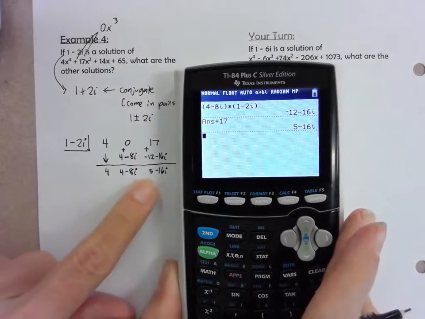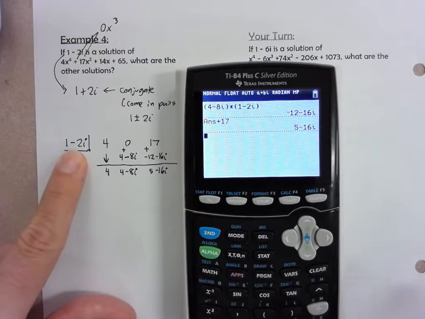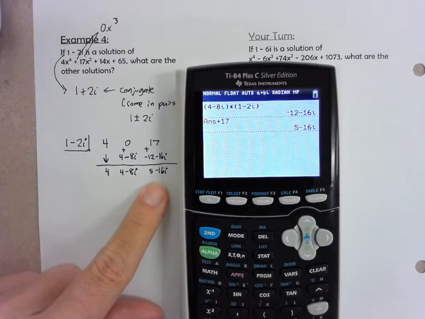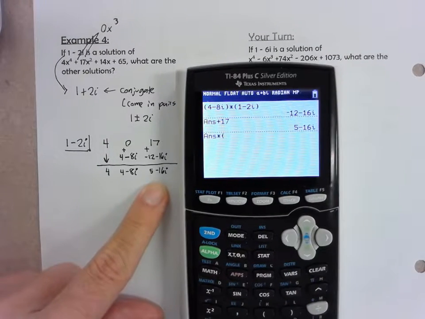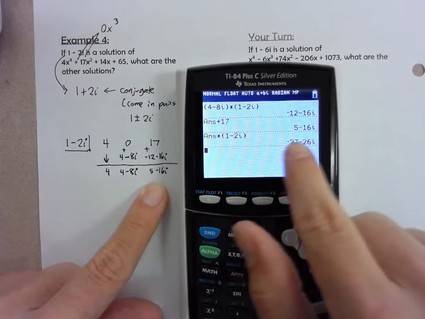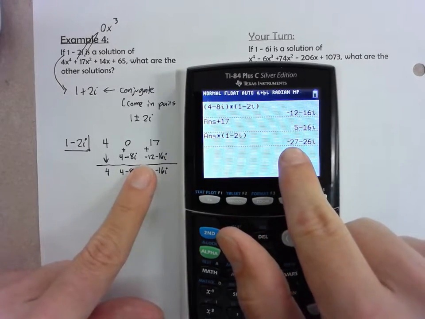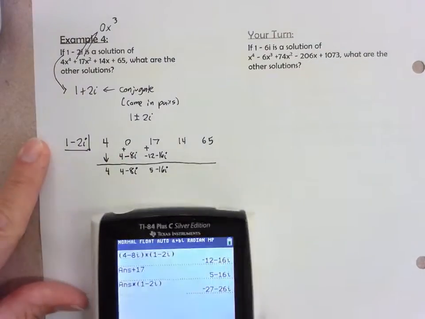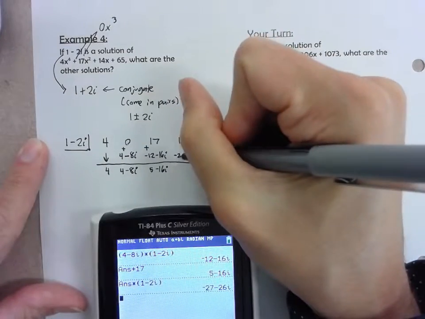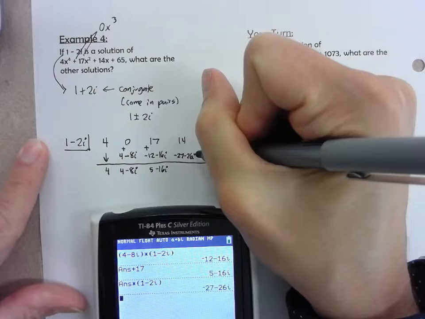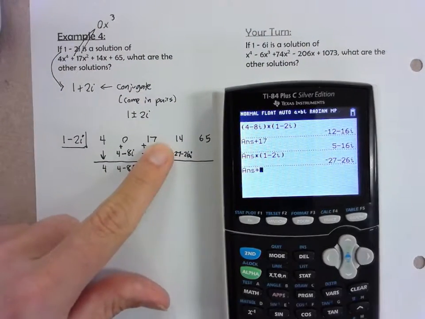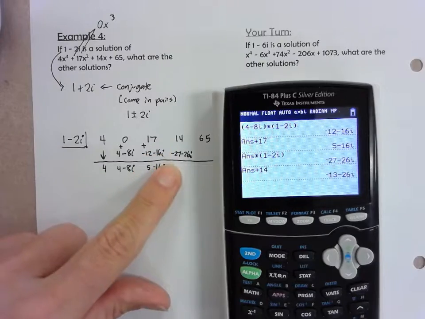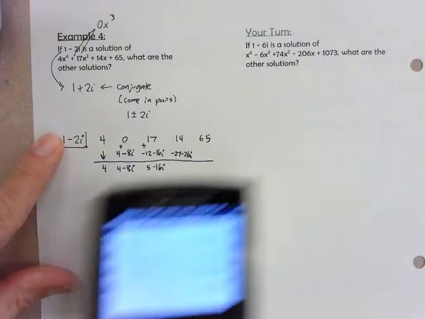Again, we're going to take that and multiply by the 1 minus 2i. So I can actually just hit the times, and it'll take my previous answer. And in parentheses, I can do 1 minus 2i. Close that up and press enter. You get negative 7 minus 26i. Add the 14. Negative 13 minus 26i.